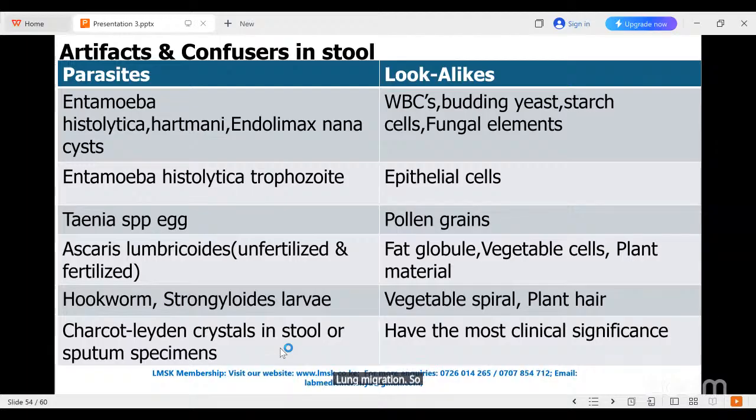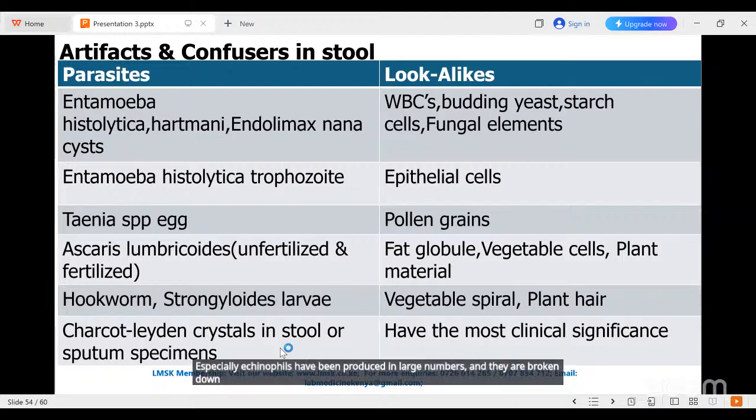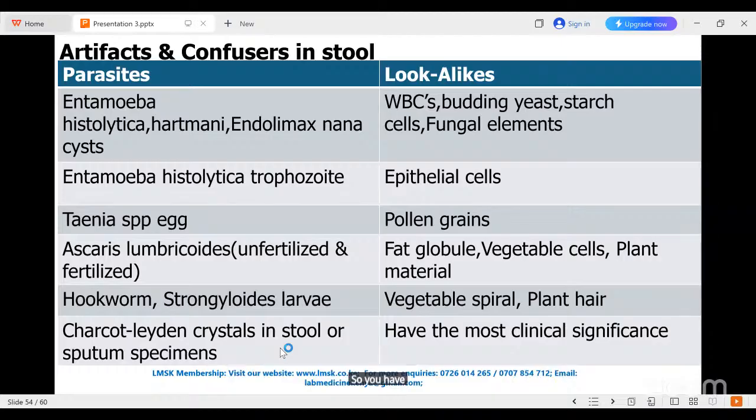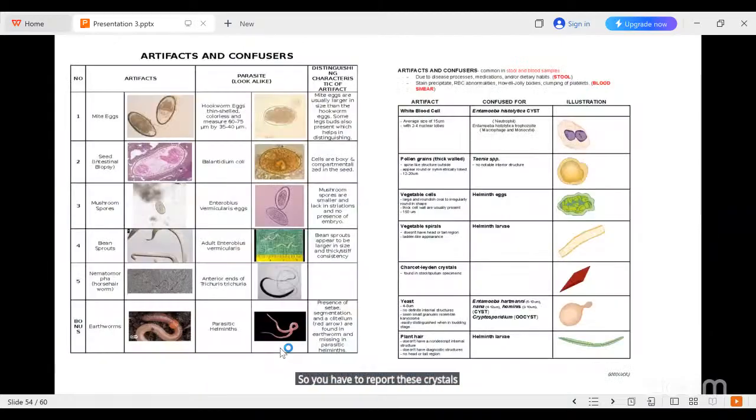So when you see this, it means an immune reaction has taken place. Especially eosinophils have been produced in large numbers, and they are broken down to counter the reaction. So you have to report these crystals when you see them in a stool or sputum sample. So this is an example of confusers.